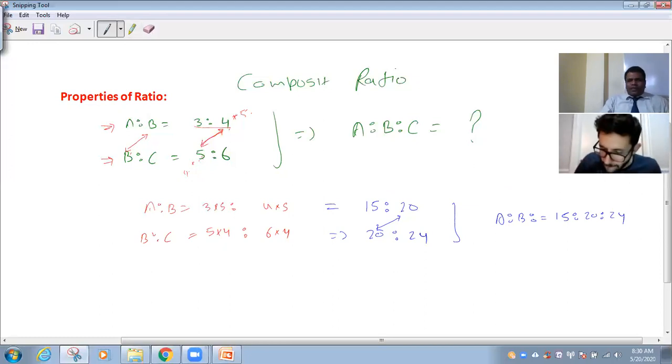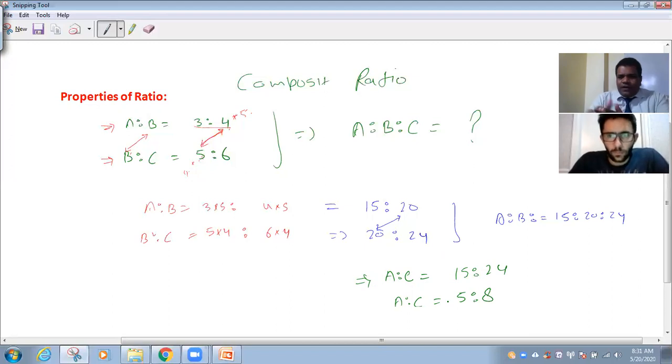If I ask an additional question here, what is A is to C? What would be your answer? Yes, 15 to 24. Correct. Can you reduce it? Yes, 5 to 8. Correct.